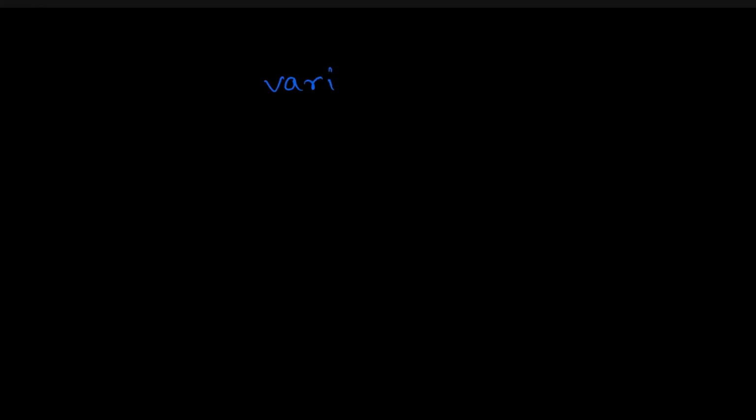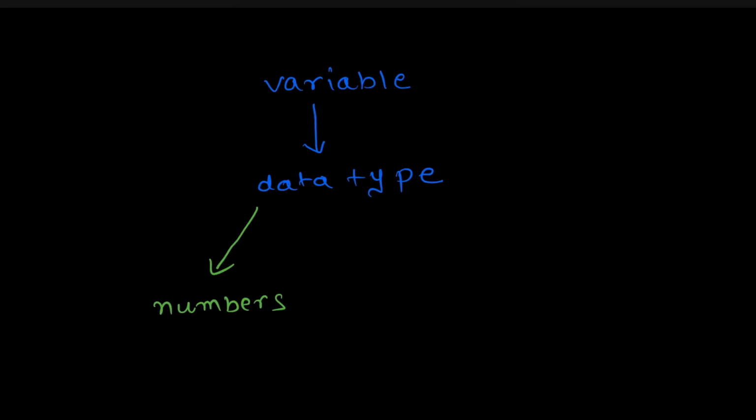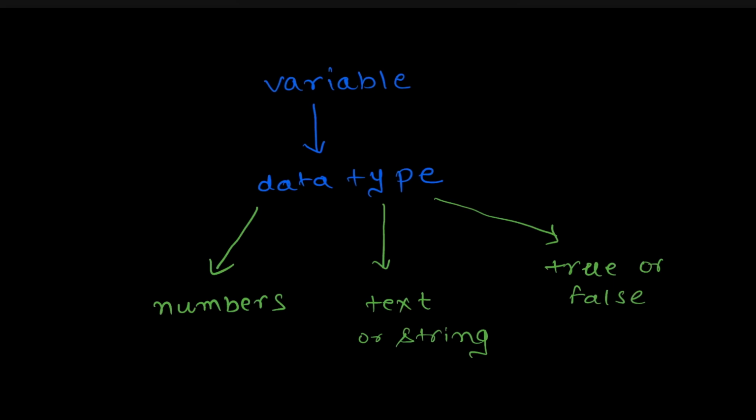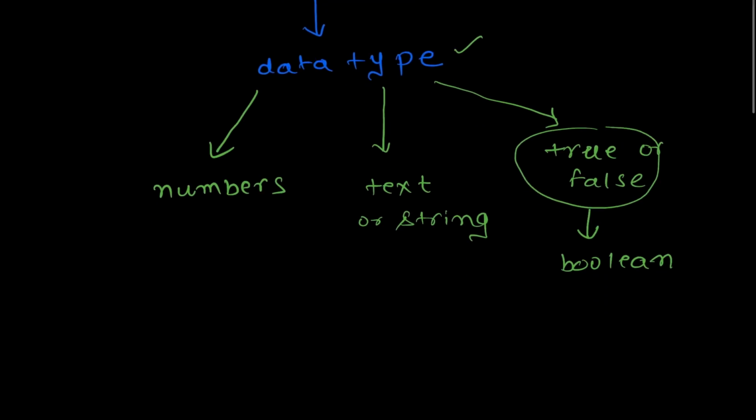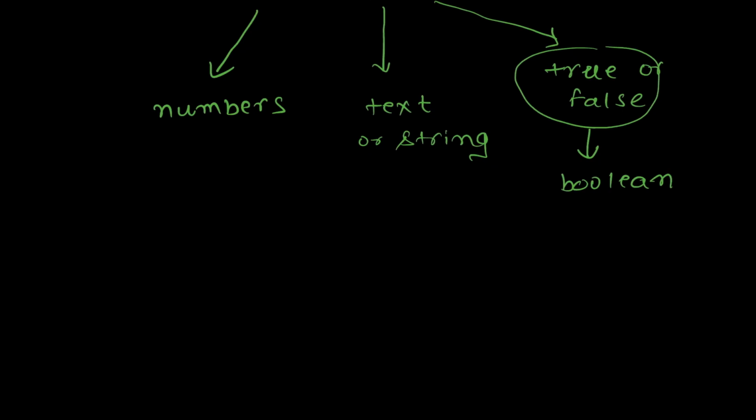Every variable in Python has a data type. The data type tells Python how to handle the value. So far we have stored numbers in variables, but not all data is a number. Sometimes we work with text. Sometimes we work with true or false values. Python needs to know what kind of data we are working with. This is called the data type. Let's go through the main ones step by step.